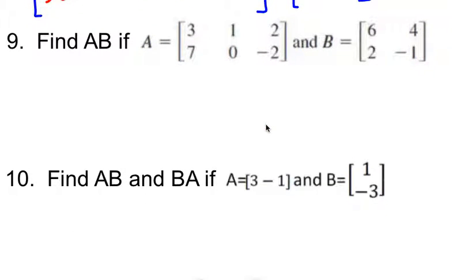Okay, number 9. Always check the size first. This is a 2-row, 3-column matrix, and this is a 2 by 2. Notice these inside numbers are not the same. Okay, so this cannot be multiplied.